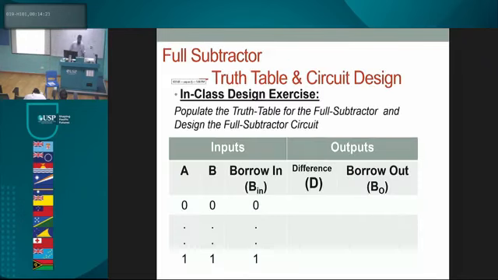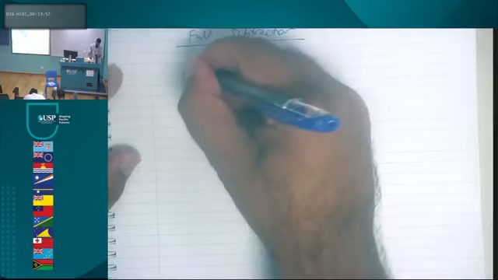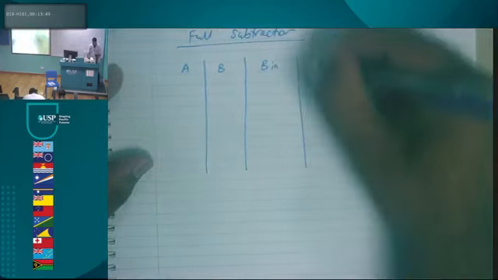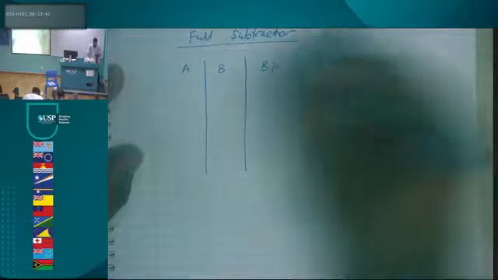Same thing. Right, let's now do this exercise over here. Let's now look at the truth table for our full subtractor. We are moving towards the full subtractor now, guys. Okay, so we have A, B, borrow in, you have the difference, and you have borrow out.